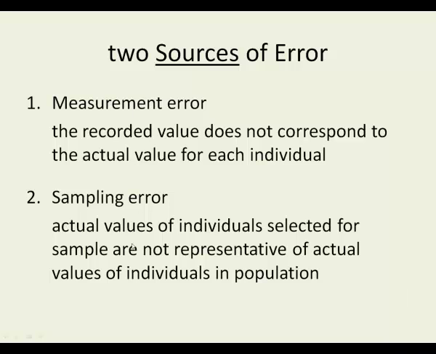Sampling error is where, okay, maybe you measure things correctly, but the actual values of the individuals selected don't represent the actual values of the individuals in the population. Maybe the people you talk to just happen to be younger than usual, or richer than usual. Or the trees you happen to measure happen to be smaller than usual. So it's important to distinguish between these two things, conceptually quite different.